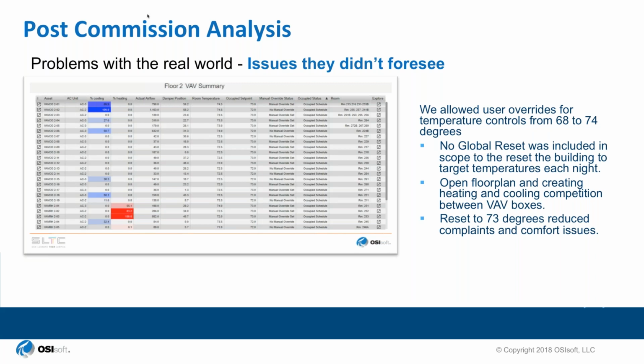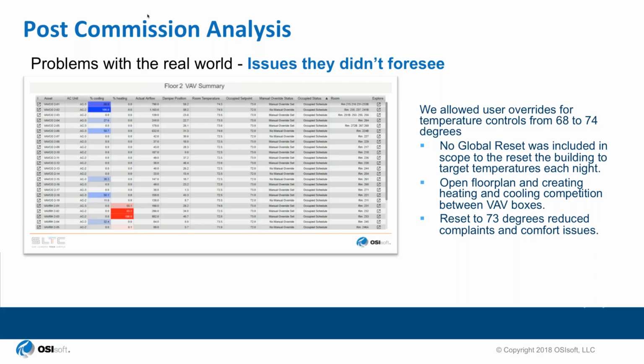So in our post-commission analysis, I mean, the low-hanging fruit was there. They installed broken equipment. They installed thermostats on the ductwork themselves. We had a pressurization issue on the first floor because they had a floor-to-ceiling return that had an issue with the first floor. We had all kinds of problems.